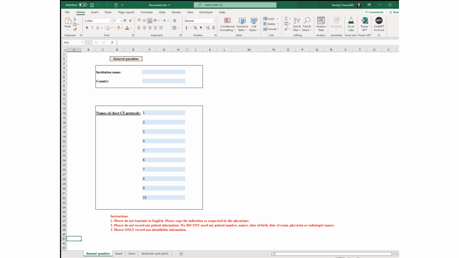But if I want to name some of the chest CT protocols, one of them, which is really common, is the lung cancer screening protocol. The other one would be the nodule follow-up protocol. The other one would be interstitial lung disease, and so on.